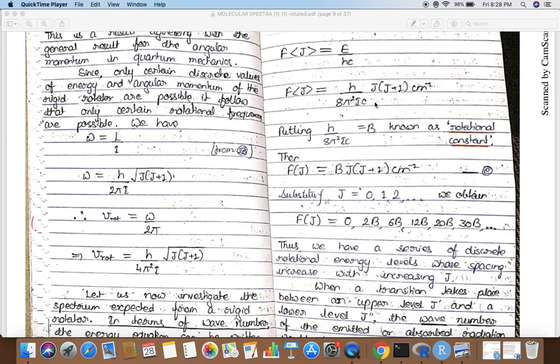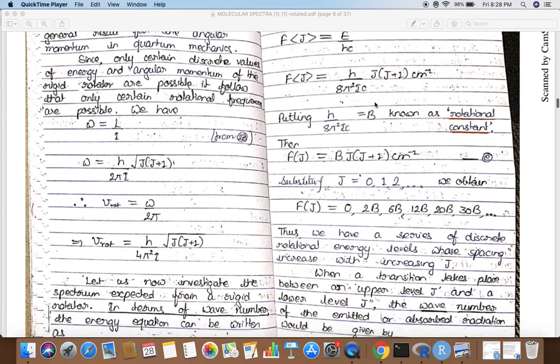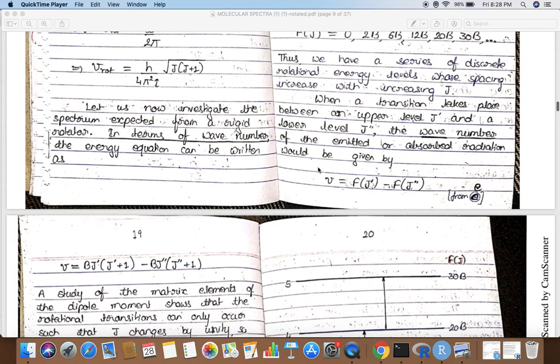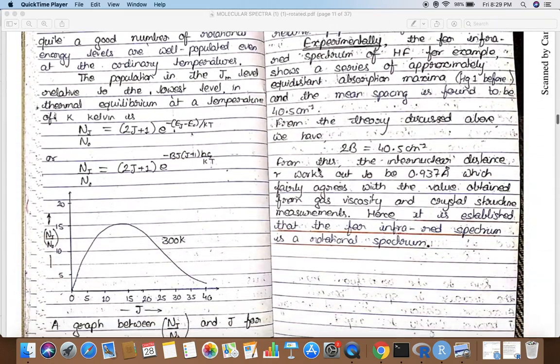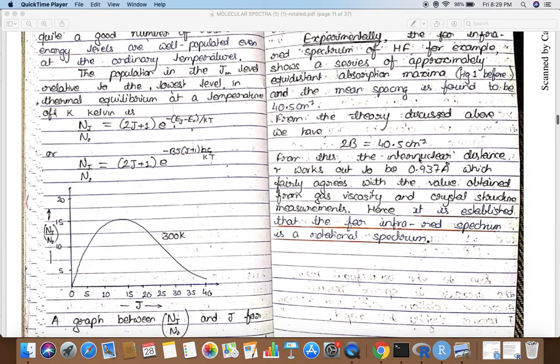of c. Then once you have the value of 2B, you can estimate this mass, the atomic mass, and then the intermolecular distance you can estimate. From there, you get 0.937 angstrom, which fairly agrees with the value obtained from other techniques. So spectroscopy itself is a very strong technique to measure these intermolecular distances.